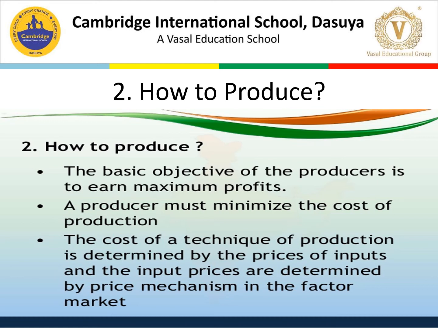Another case is capital intensive technique. Here more capital is required but less labor is required, as we are using machines. So capital intensive technique can also be utilized. The cost of technique of production is determined by the prices of inputs, and the input prices are determined by price mechanism in the factor market. So this is how I can explain to you how to produce. This is the second basic problem of an economy. Let's move on to the next slide and discuss the third problem of an economy.